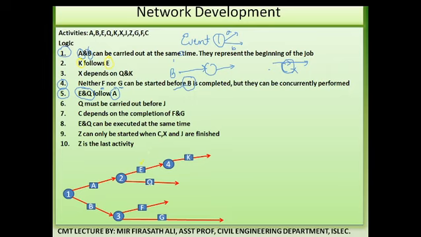After this, now look at the next point. We are done with the second point. Now look at this third point. X is dependent upon Q and K. After completion of Q and K only, X will start.